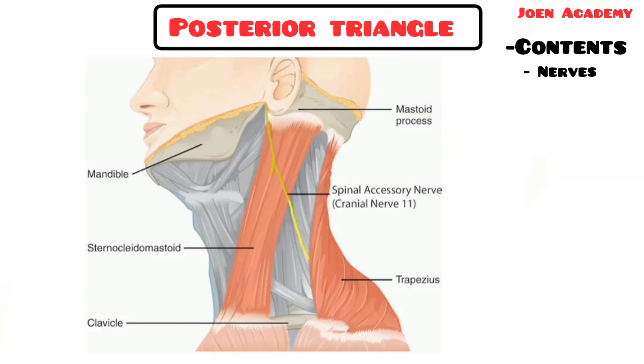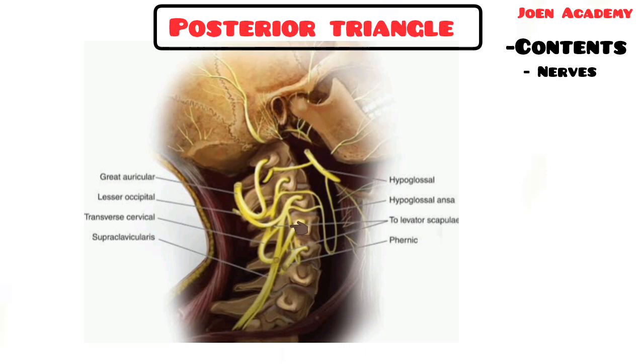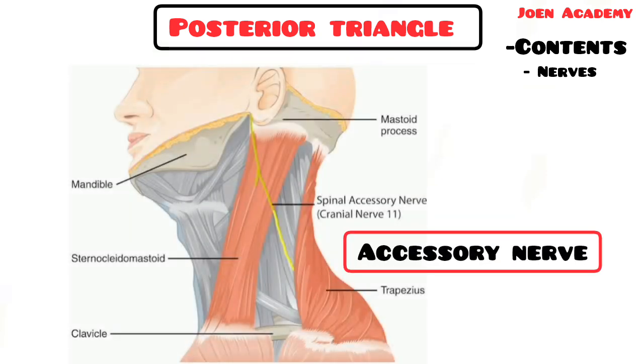The nerves seen in the posterior triangle of the neck include the accessory nerve and the cervical plexus. The accessory nerve, which is known as cranial nerve 11, exits the cranial cavity, descends down the neck, and innervates the sternocleidomastoid muscle and also enters the posterior triangle. It crosses the posterior triangle in an oblique inferior posterior direction within the investing layer of the fascia. It lies relatively superficial in the posterior triangle, leaving it vulnerable to injury.